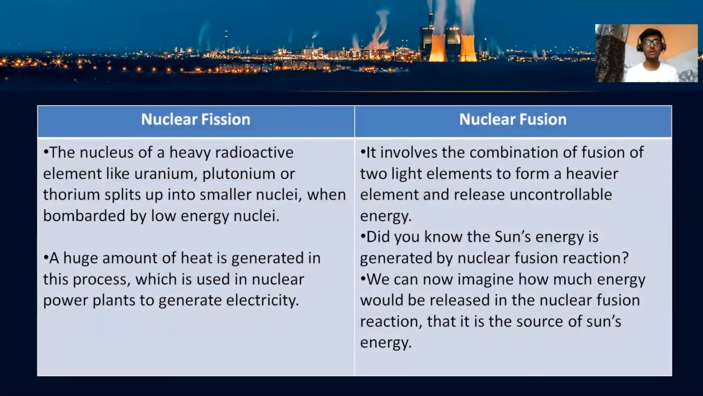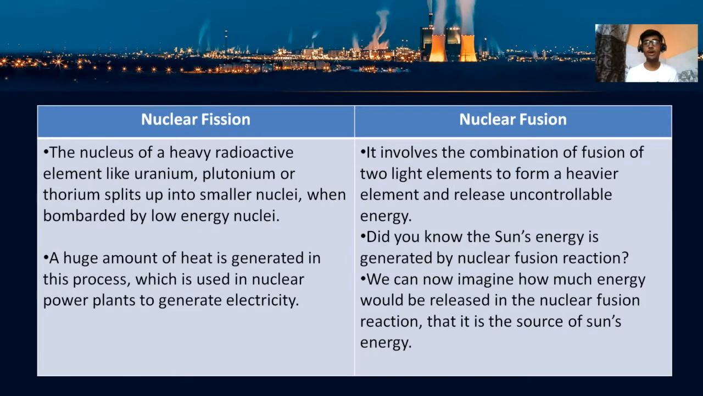Okay, so there are some differences between nuclear fission and nuclear fusion reaction. Let's talk about it. In nuclear fission reaction, the nucleus of heavy radioactive elements like uranium, plutonium, or thorium splits into smaller nuclei when bombarded by low energy nuclei. Whereas nuclear fusion involves the fusion of two light elements to form a heavier element and releases uncontrollable energy. In nuclear fission reaction, a huge amount of heat is generated during this process, which is used in nuclear power plants to generate electricity.